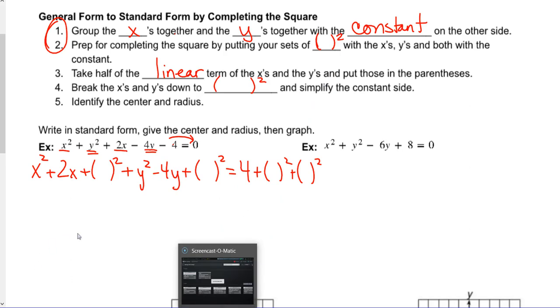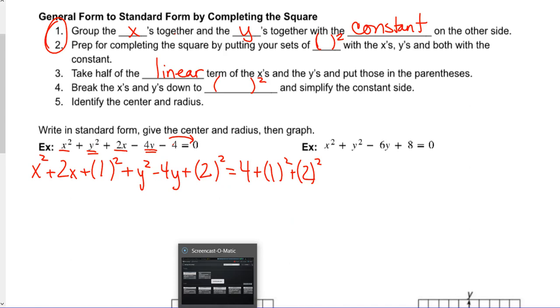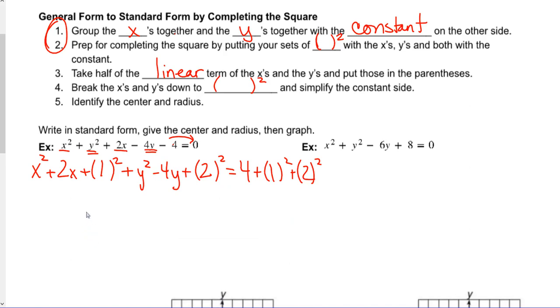Okay? All right, now, here we need to take half of our linear term. The linear terms are the middle terms of each one of those. The power of 1, that's the linear term. So if I take half of 2, that is a 1. Take half of 4, that is a 2. That means I also have to put that on this side as well. Okay? So be very careful making sure that you do both the x's and the y's.